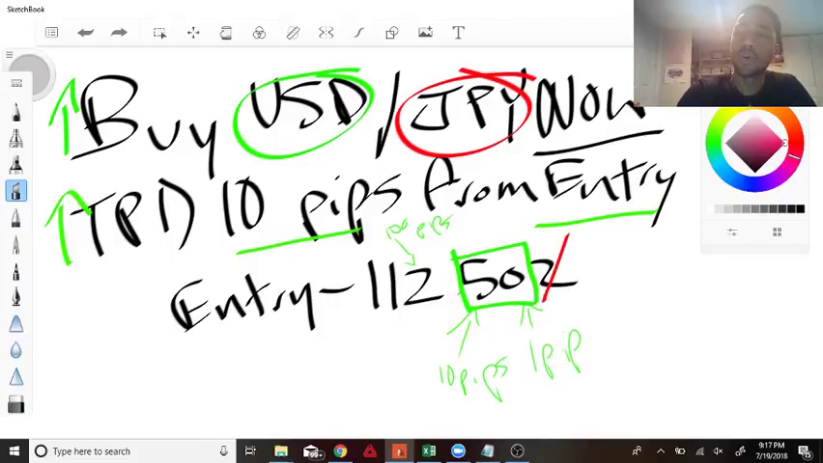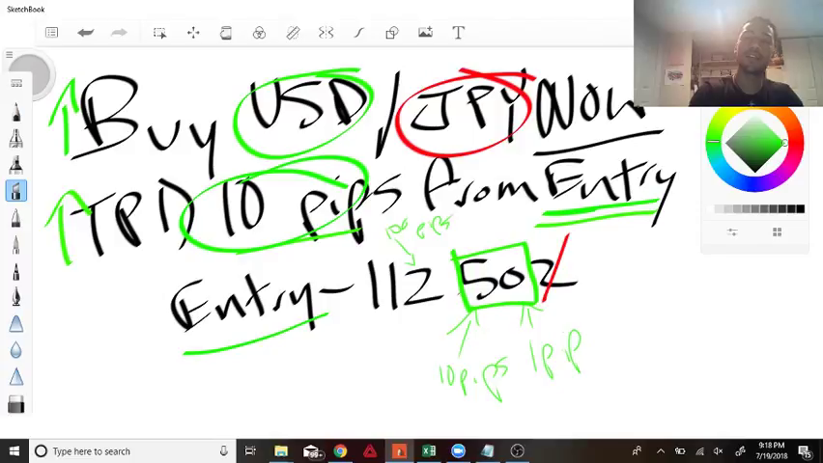All right, so this is the 10-digit pip right here, and this is the single-digit pip right here. So the thing is, what we want to do is we want to go up 10 pips from our entry price. So this is our entry price. So all we're going to do is go up 10 pips. So we're going to add 10 to that 50.